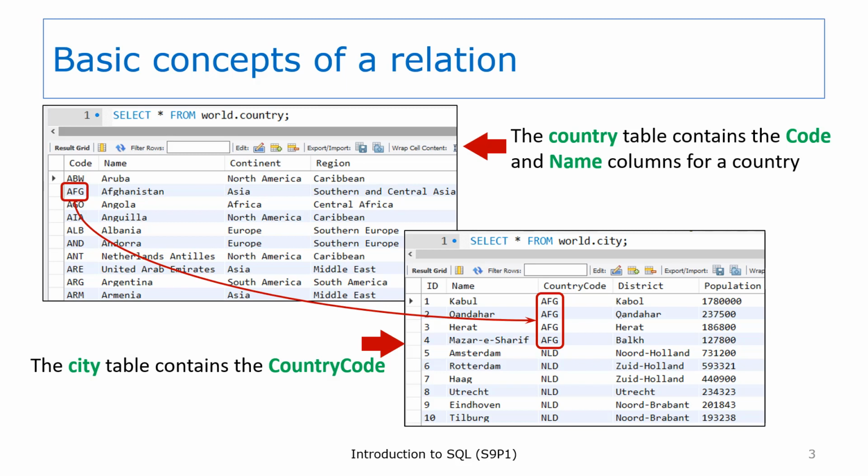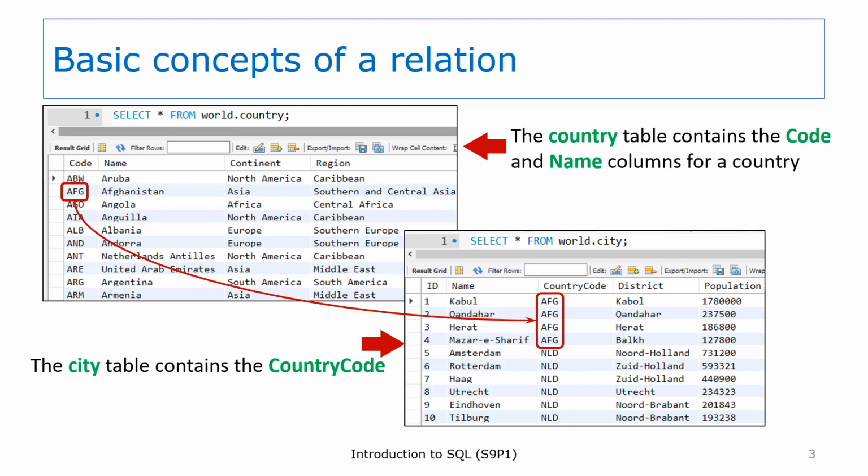Now the thing to notice here is that the country table on the left has a column named code. The code is a 3-character country code. The next column is the name, which is the name of the country. So what you have is a table that has a list of countries with a code and the complete name. Now look at the result grid on the right for the city table. This contains a name column, which in this table is the name of a city. It contains a country code column and some other columns.